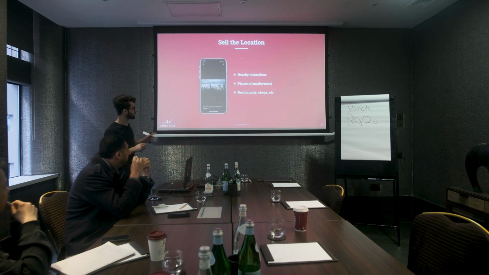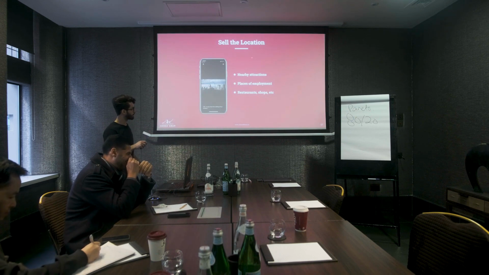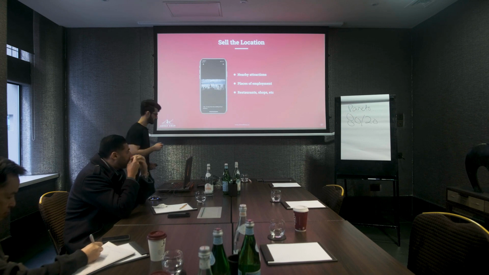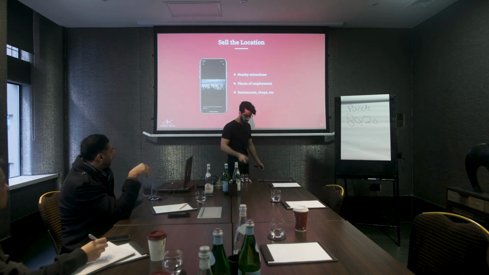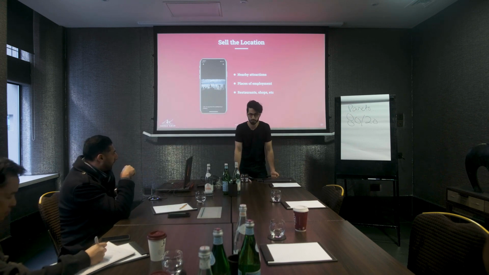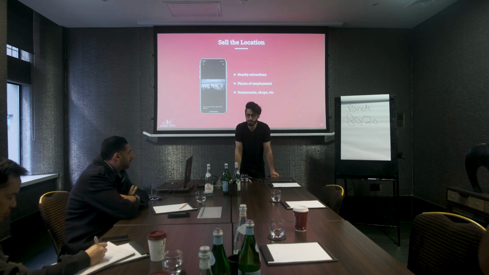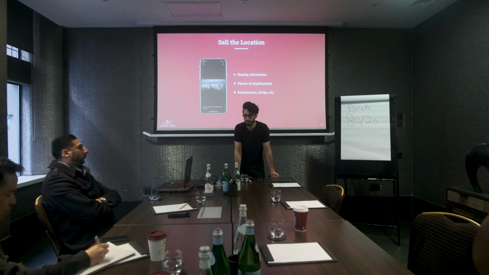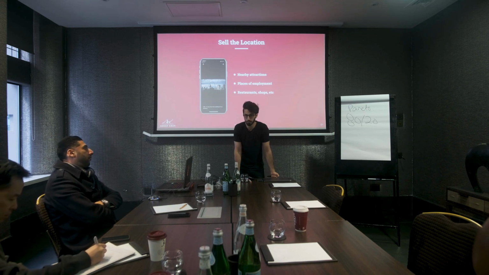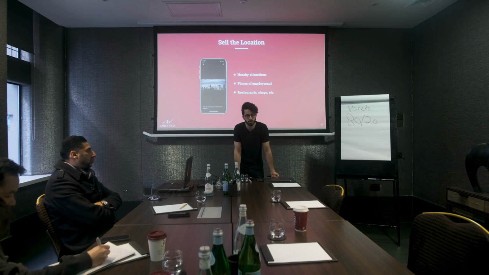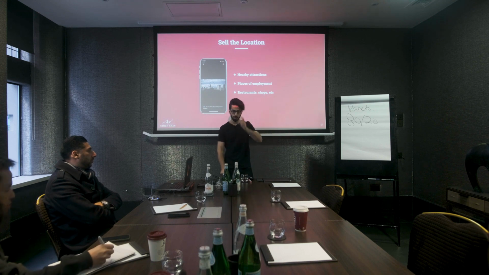The second one is sell the location. So nearby attractions, places of employment, restaurants, shops, etc. I had a property in Kilburn, in London. I think it's pretty safe to say not many people know where Kilburn is. Even if you're from London, you might not know exactly where Kilburn is. If you're from outside of London, you have no idea. If you're outside the country, no chance on earth you know where Kilburn is, right? It's sort of getting further and further apart. Kilburn is still Zone 2. It's pretty close to the centre of London.